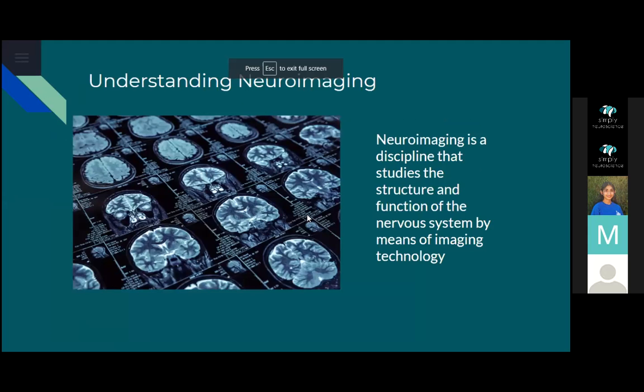So then what exactly is neuroimaging? Neuroimaging is a discipline that studies the structure and function of the nervous system, and that is done by means of imaging technology. As you can see here on the left, these are some types of neuroimaging techniques, and we're going to be talking more in depth about different ones.